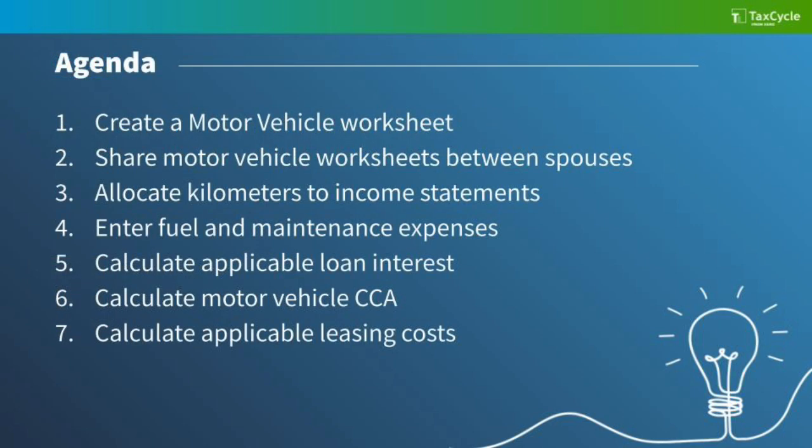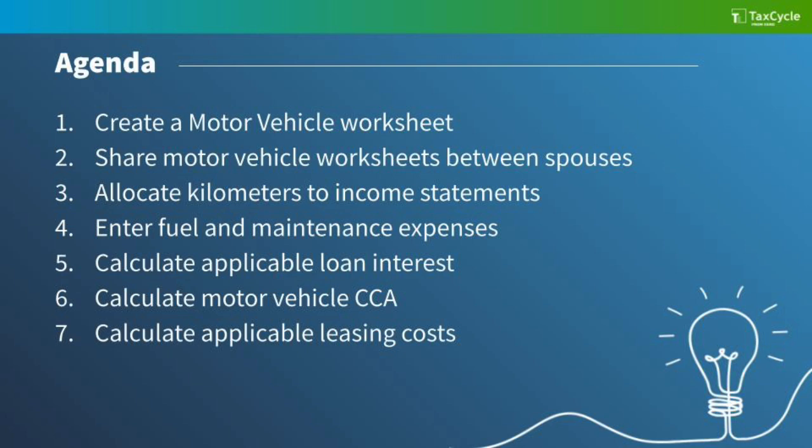So what we are going to look at today is a motor vehicle worksheet in TaxCycle. I'm going to show you how to share that worksheet between spouses, allocate kilometers to different income statements, enter fuel and maintenance expenses, and take a look at loan interest, CCA, and leasing cost. We should get right into it. It will take us approximately 20 minutes.